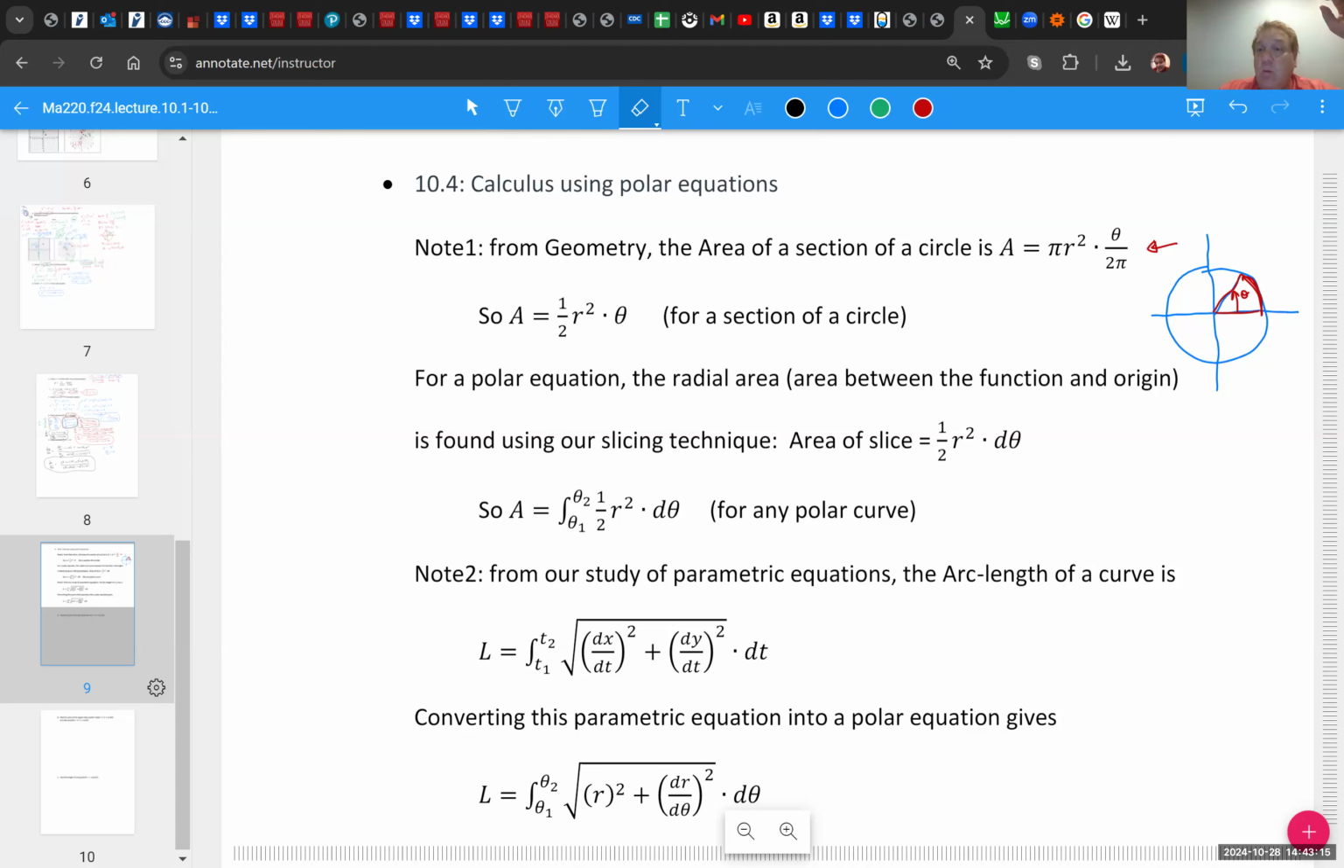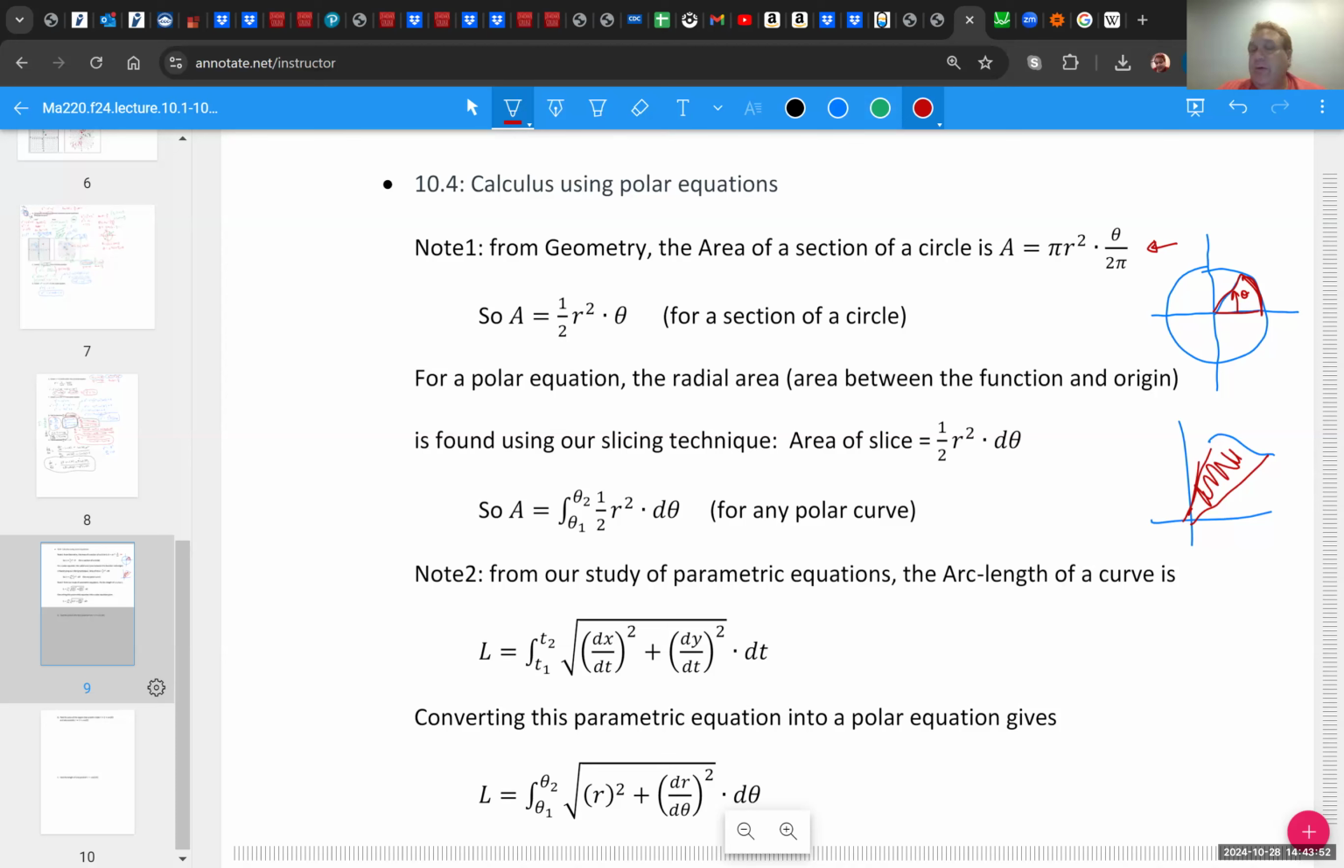In polar equations, generally, we're not trying to find the area between a function and the x-axis or y-axis. We're trying to find the radial area, which means if we had some crazy equation here, they gave us a graph, we would be looking at the area from the origin, the radial area, this area right in here, right? So not the area to the x-axis, not the area to the y-axis, but the area to the center, to the origin.